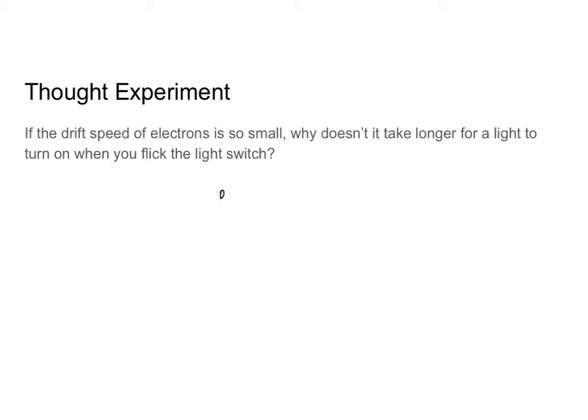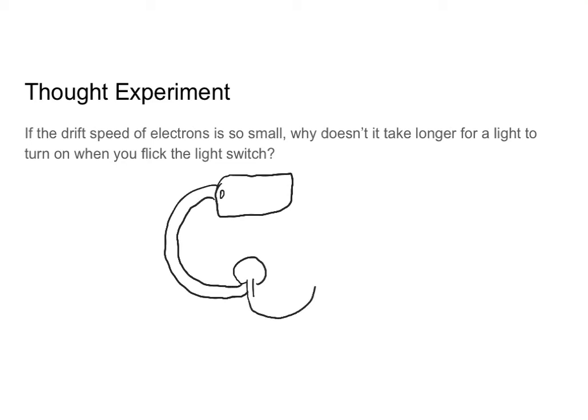I'm going to go ahead and draw a very simple circuit with a battery and a light bulb. And I'm going to draw the wire, and in the wire, all of the electrons. So I've got a bunch of electrons in the wire, and the thing is that I have electrons throughout the wire.